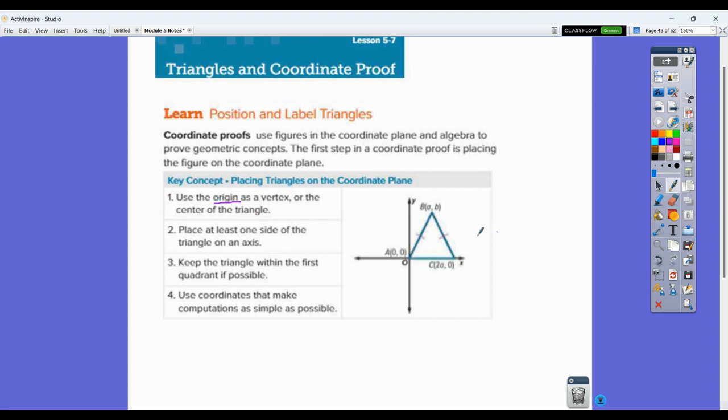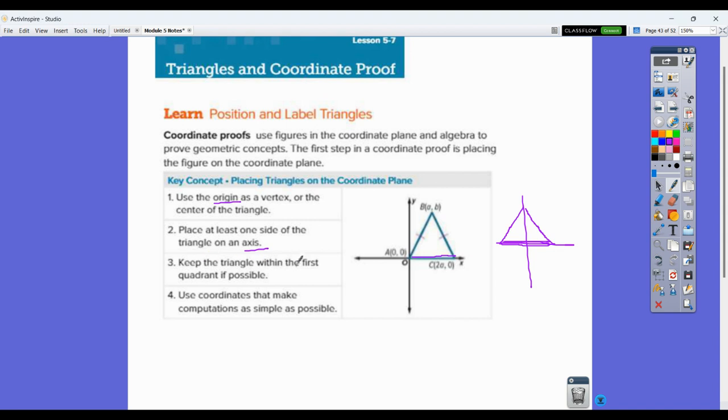So some key ideas of placing triangles on the coordinate plane, and really use this for any figures. One of them is use the origin, usually as a vertex or the center of the triangle. So this uses it as a vertex. Sometimes we use the origin to center it, so we use it more in this way, but you want to use it one way or the other. The second hint is to place at least one side of the triangle on an axis. So use an axis. You can see that down here. You can see that right in here.